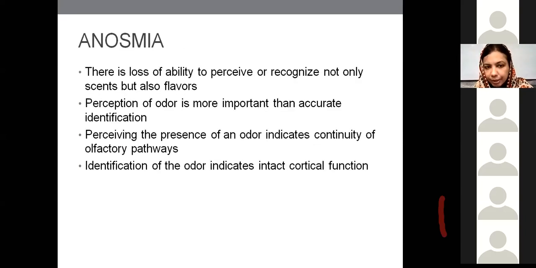And osmia. In anosmia, there is loss of ability to perceive or recognize not only the scents, but also the flavors. Perception of the odor is more important than accurate identification. Perceiving the presence of an odor indicates continuity of the olfactory pathway. Identification of the odor indicates intact cortical function.